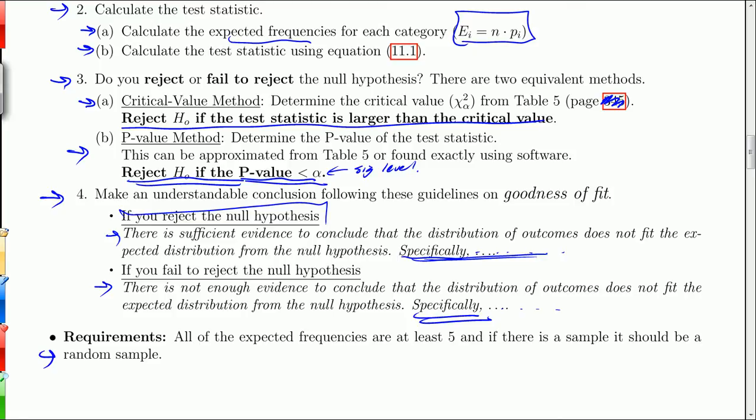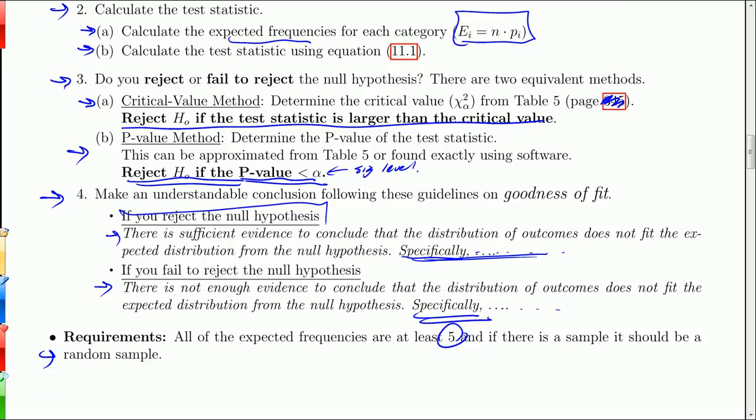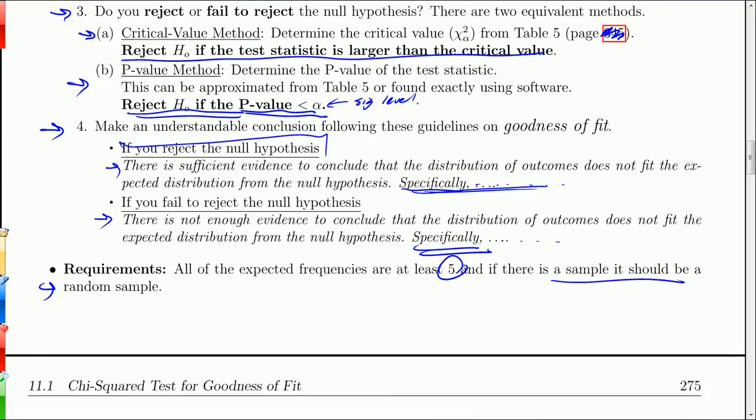The requirements: we need at least 5 for all of our expected frequencies, right? And I'll show you that in a second. Oh, and if there's a sample, it should be a random sample.